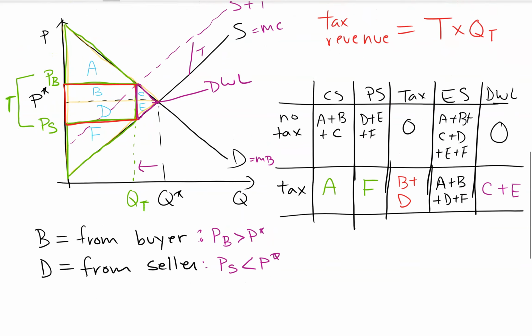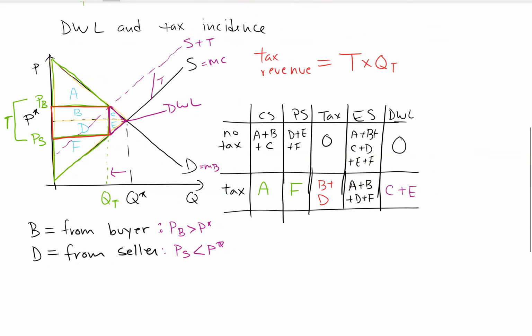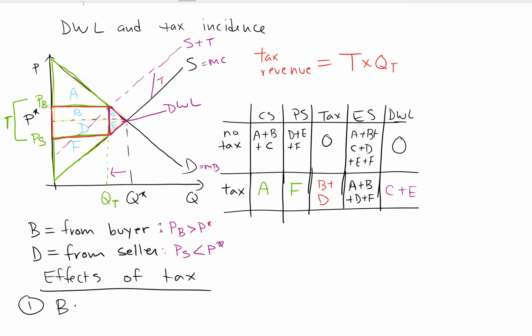So let's summarize the things that we've said here. Let's summarize them below about the effects of a tax. So first of all, both the buyers and the sellers are hurt by the tax. So both buyers and sellers lose surplus, right? They lose surplus for two reasons. They're paying the tax and because of the deadweight loss. So let's look at those two reasons.